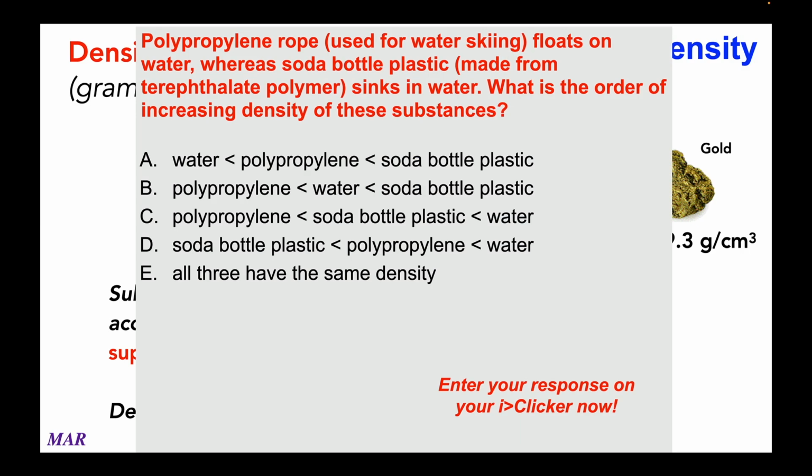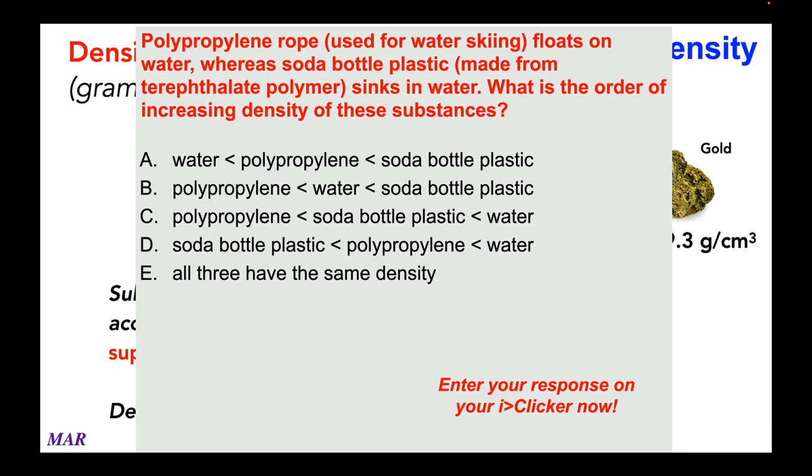So here's an example of a problem you might see. Let's say that you had polypropylene rope, which is used when you're water skiing. You hold on to that rope as the boat pulls you around. Polypropylene floats on water, and soda bottle plastic, which is made from a compound called terephthalate polymer, you don't need to worry about that, sinks in water.